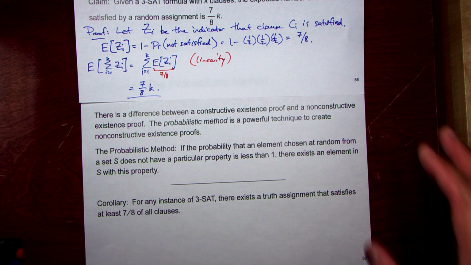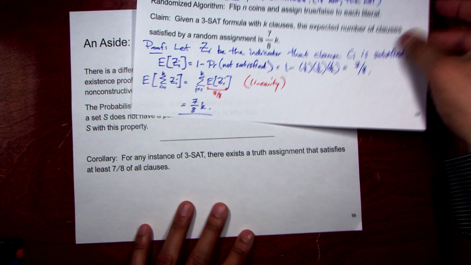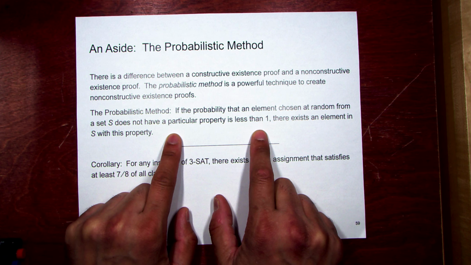So this is another sort of thing like the pigeonhole principle, but in the probabilistic method, the only thing that you prove is that the probability of a property is less than 1, or the probability of not having a property is less than 1, or the probability of a property is greater than 0.